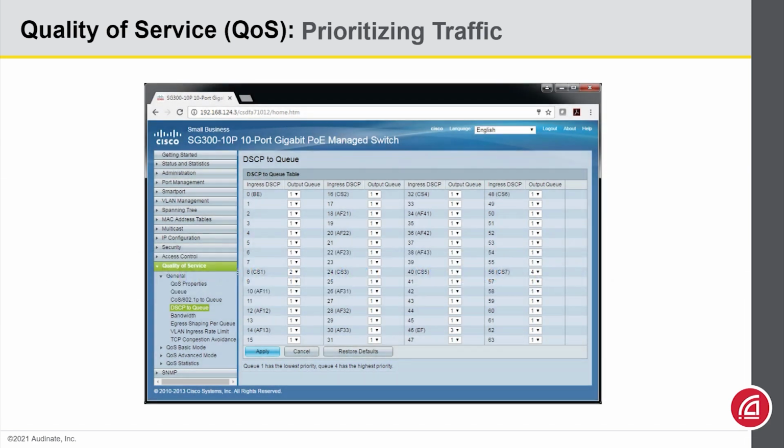Now this particular switch had 4 queues. So over here, DSCP value 56 is in Q4, the highest priority. After that, we have media packets in queue number 3 and control data in queue number 2. Everything else is put into the best effort category, queue number 1.